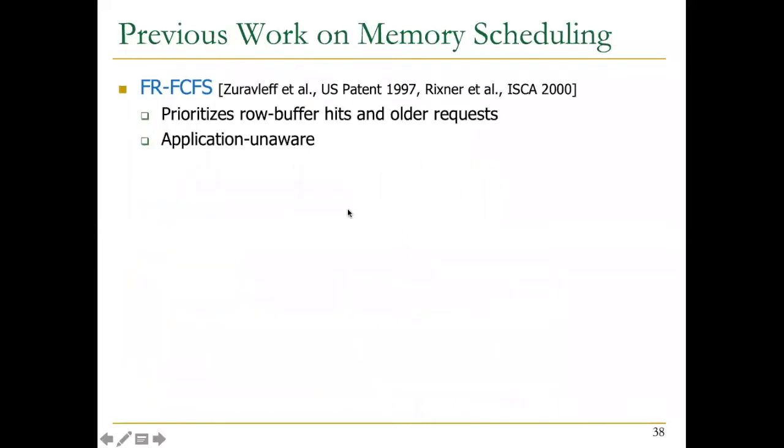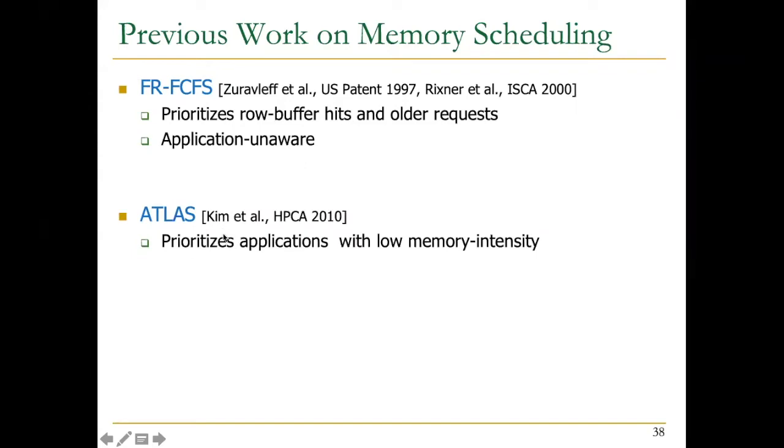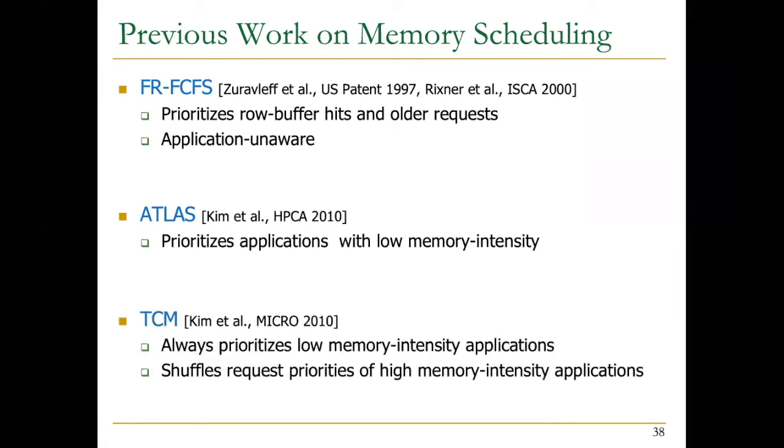Okay, so we're going to compare it to multiple works on memory scheduling. You already know FR-FCFS. We already discussed this. It's application unaware. ATLAS is one work that we had done actually. It prioritized the applications with low memory intensity, but it has a full ranking scheme. And then TCM, thread cluster memory scheduling, as we discussed, always prioritizes low memory intensity applications and shuffles request priorities of high memory intensity applications. So we're going to compare to those quantitatively, evaluating all of them in simulation.